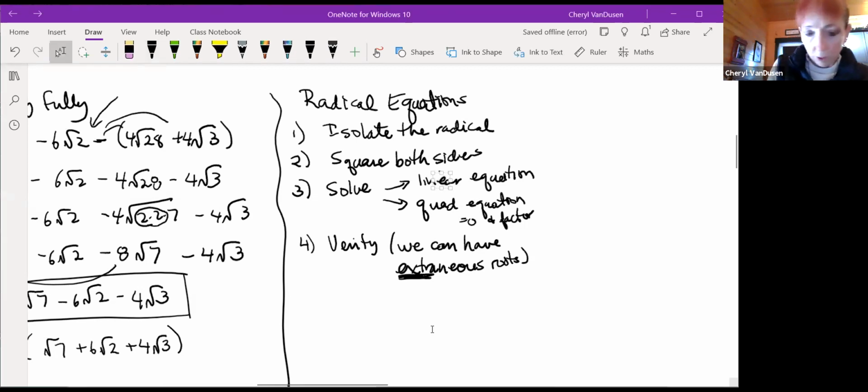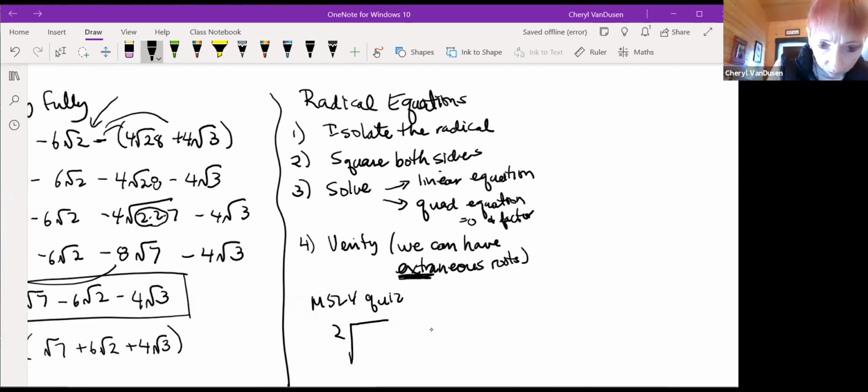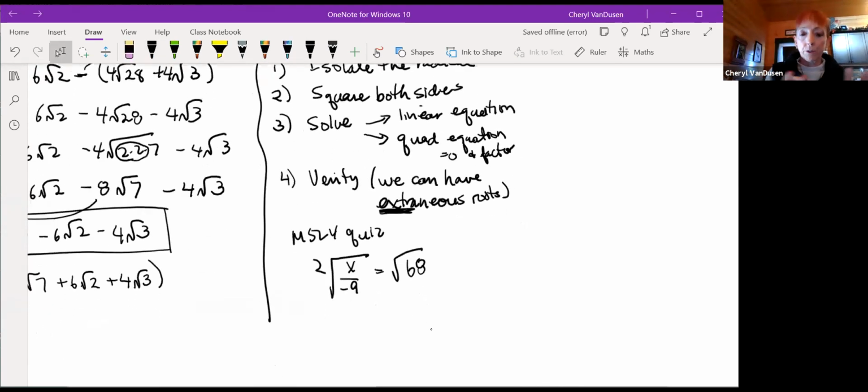So the question comes from the Module 5, Lesson 4 quiz: 2 times the square root of x over minus 9 equals the square root of 68. That's a really wacky question. Now, the first thing I said there was to isolate the radical. This one happens to have 2 radicals, maybe not the best question to do as my first lead-in, but nonetheless, we've got root 68 by itself. So that's isolated enough.